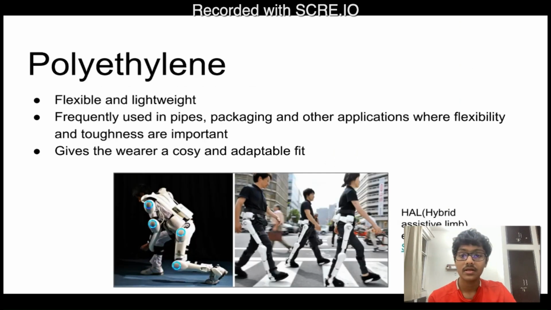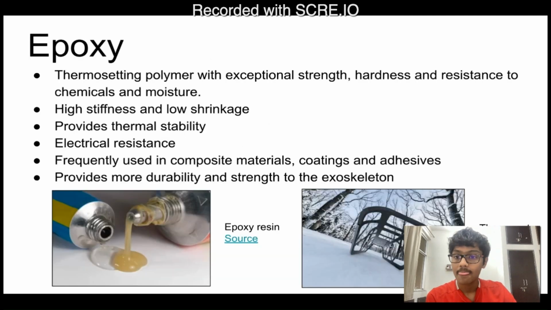So the next polymer is polyethylene. It is a flexible and lightweight polymer, and it is frequently used in pipes, packaging, and other applications where flexibility and toughness are important. And it is also comfortable to wear and gives the wearer an adaptable fit. So the next is epoxy.